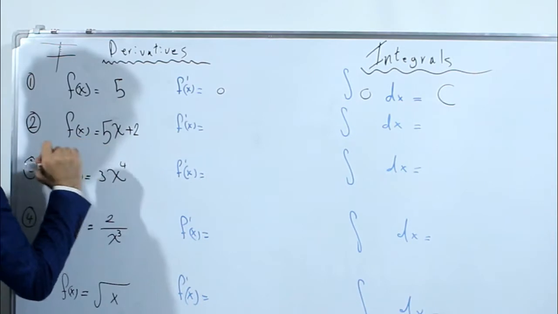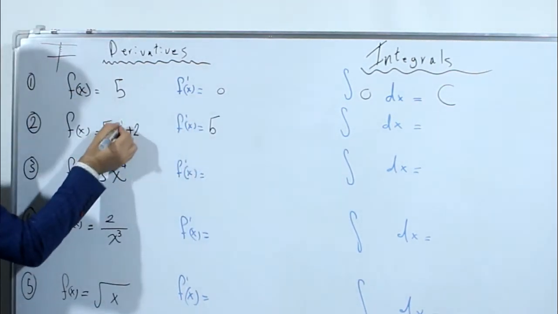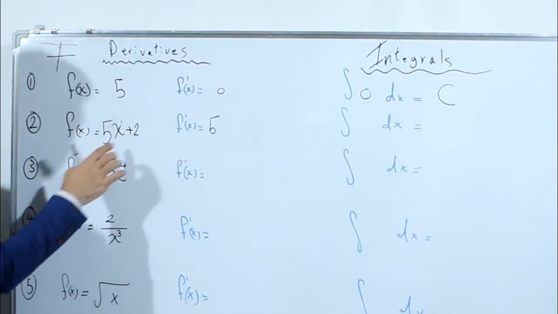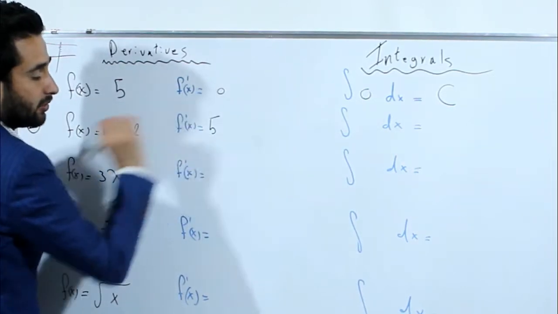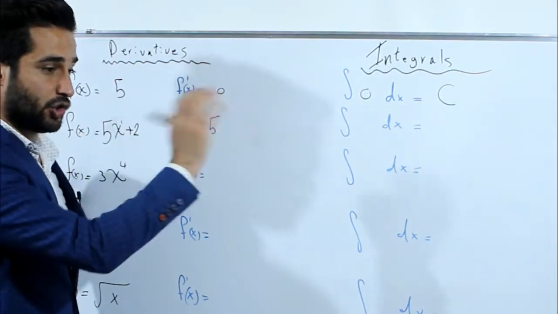Here, f of x is equal to 5x plus 2. The derivative of 5x is 5, and x will be gone because we have 1 here. 1 minus 1 is 0, x to the power of 0, and we don't need to write it. And plus 2 is plus 0, of course. So that's it. Now let's jump to integrals.